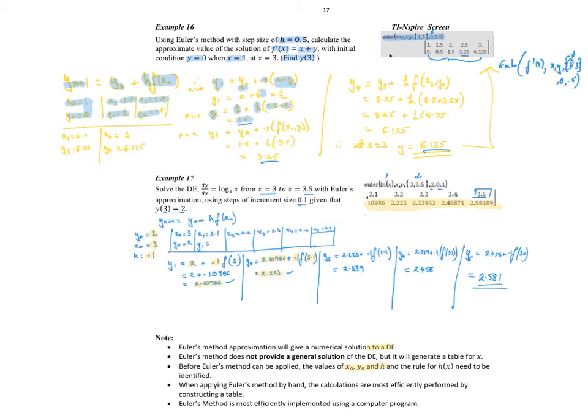So this information needs to be given to us: x0, y0, h, and h of x. All right? Yeah, and if by chance we have to do it by hand, construct a table. All right, there we go.